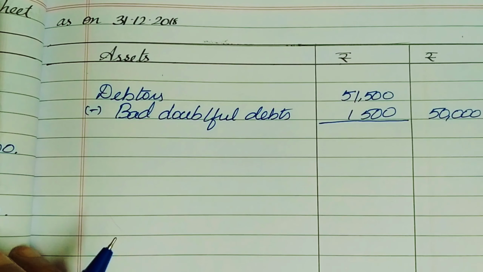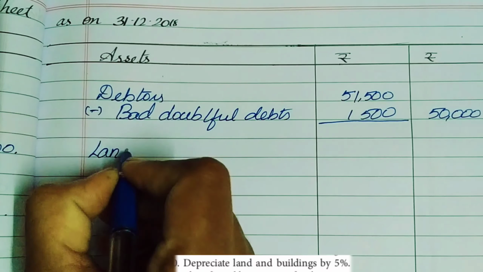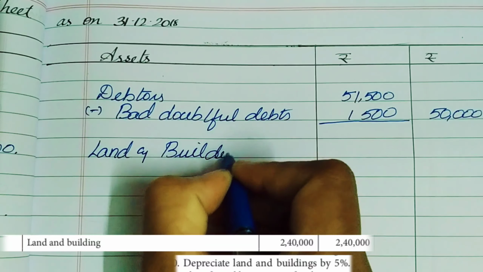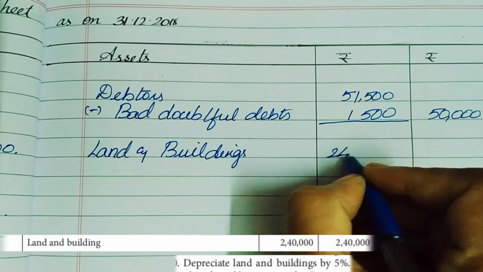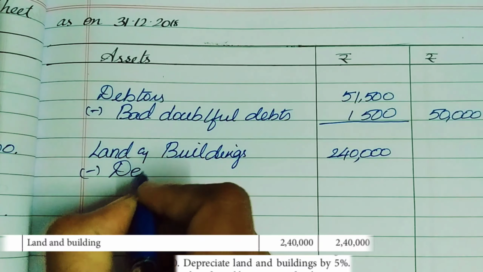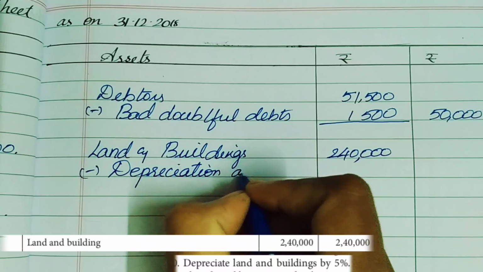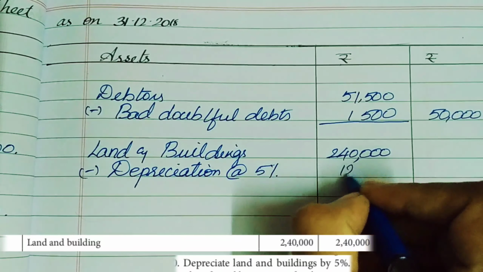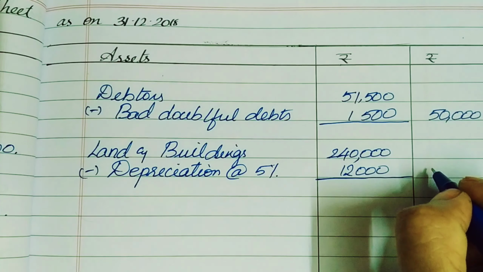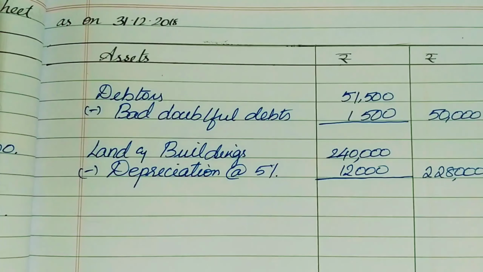Next adjustment given is depreciate land and buildings. So the next asset value which I'm going to record is land and buildings. The land and buildings value is 2,40,000. From it we are going to subtract the depreciation, and the depreciation is at 5%, which comes to 12,000. So if I subtract 12,000 from 2,40,000, I will get 2,28,000 as my land and buildings.